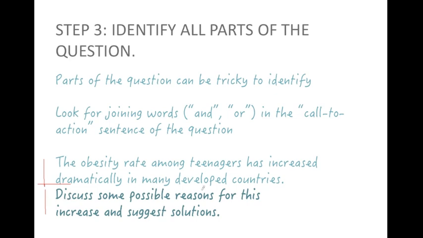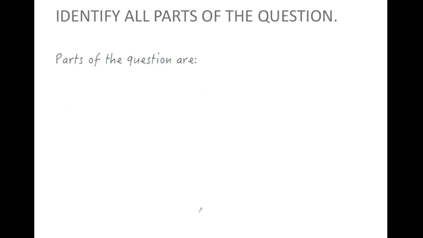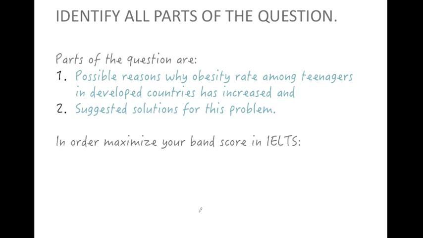So you need to look for joining words in the call to action part, which is this part of the question. So let's see, if we have and or, we have and here. So that means you have two parts of the question. The first part is asking you to discuss some possible reasons for this increase and to suggest solutions. So we find that there are two parts of the question, and these are possible reasons why obesity rate among teenagers in developed countries has increased, and we need to suggest solutions for this problem.